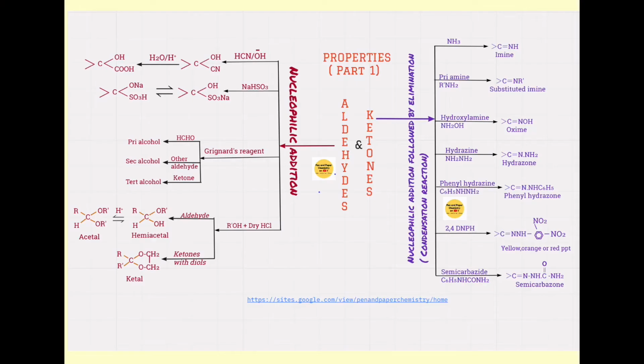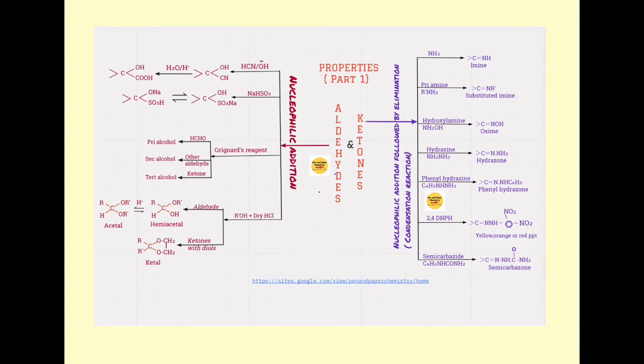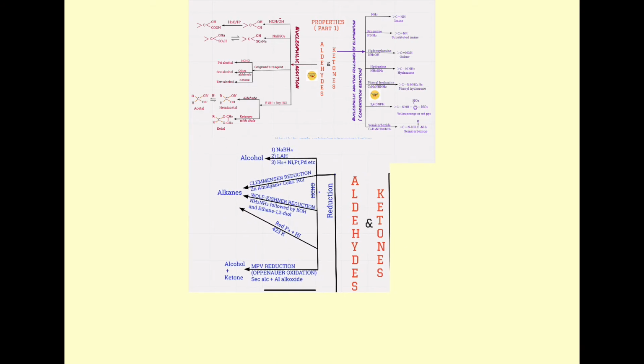We've already dealt with part 1 of the properties, where I had given you this flowchart for nucleophilic addition and nucleophilic addition followed by elimination, and I also told you to keep a little space below it because we are going to add the next part of our flowchart to this. That is what we are going to talk about today: reduction reactions of aldehydes and ketones.